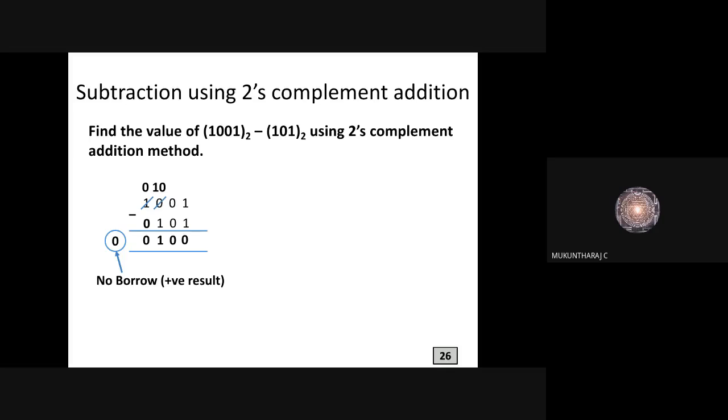Fine. Now we are going to do the same thing using 2's complement addition. First we write the subtrahend value 101. Since my minuend has 4 bits, I place a 0 before it, so 0101. Fine. If we take the 1's complement of this, what do we get? 1010. Then if we add 1 to this, what do we get?